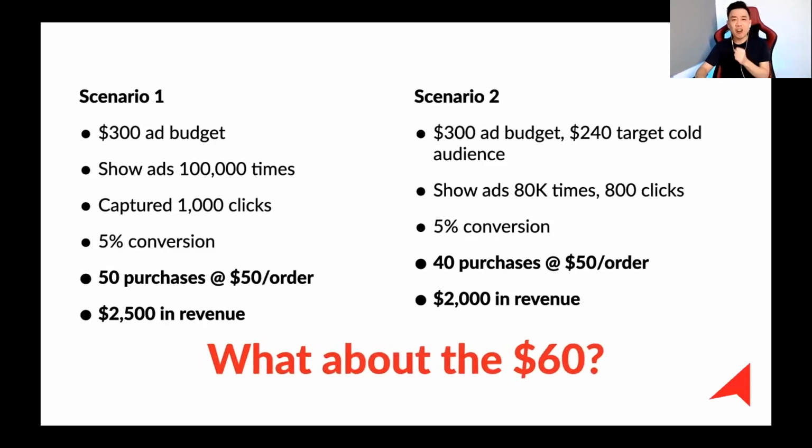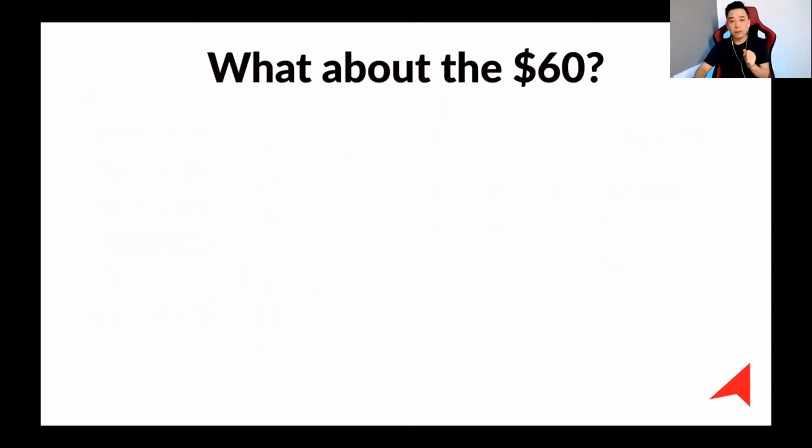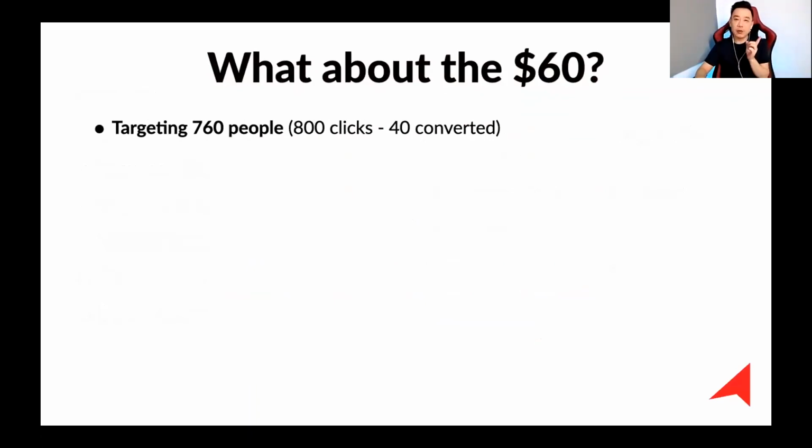Now, this is the thing: the $60 that we have not spent. Remember, I'm talking about both scenarios, where you're spending $300 to run ads. Scenario 1 is you use one ad all the way and you get $2,005 in revenue. Scenario 2 is you spend $300, but you only spend $240 on the first ad, and $60 is going to do you magic. Why? Because your $60 will be targeting those 800 people who clicked minus 80 people who converted. That's about 760 people.